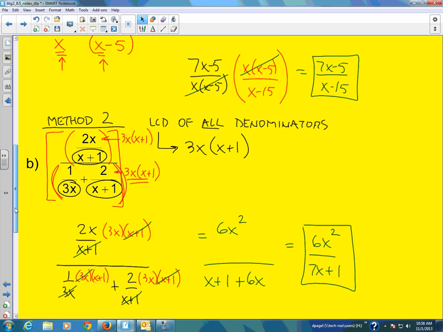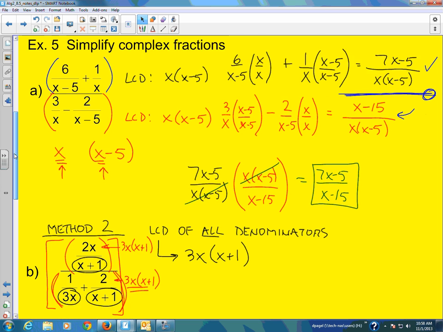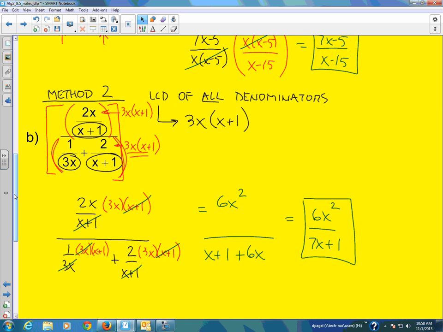So you're going to pick and choose which one you want to work with. Do you want to make a single fraction in the numerator and a single fraction in the denominator like method 1 and then do save and change and flip it? Do you want to do method 2 where you find the denominator of all denominators and then multiply the numerator by that and the denominator by that, thus canceling fractions altogether in the tops and bottoms and ending up with a single fraction answer? So those are your two methods. Pick your poison and go with it. There we go.